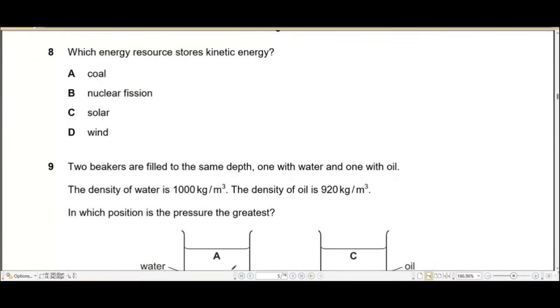Moving on to question number 8. Which energy resource stores kinetic energy? Coal stores chemical energy. In nuclear fission there is a nuclear reaction, so this doesn't work. In solar there is infrared, and in wind obviously there is going to be kinetic energy because wind blows and then the energy is obtained. So D is our correct option.